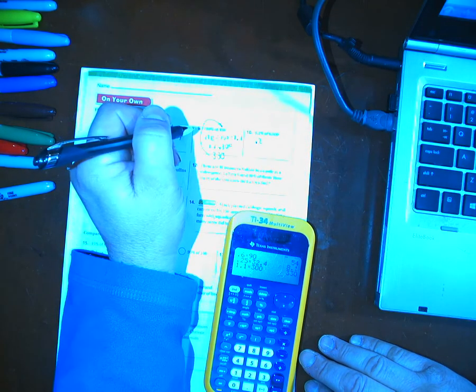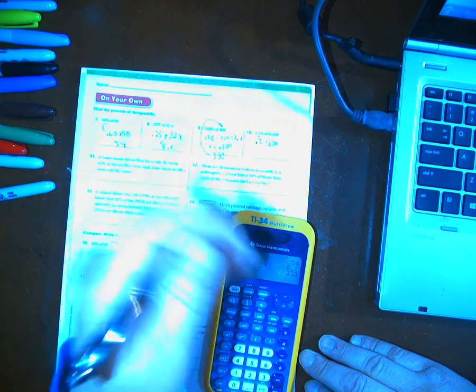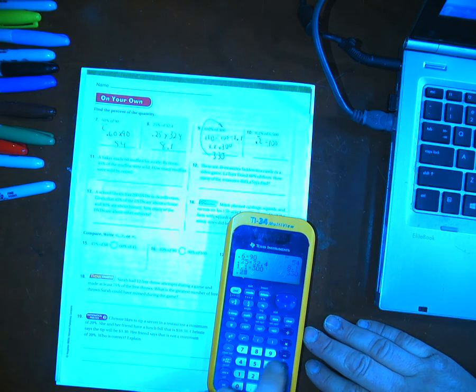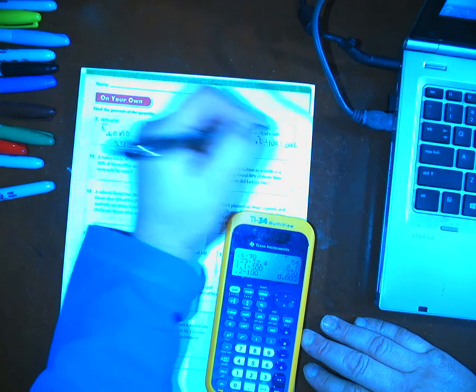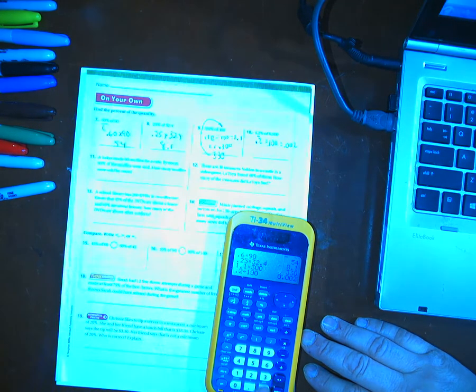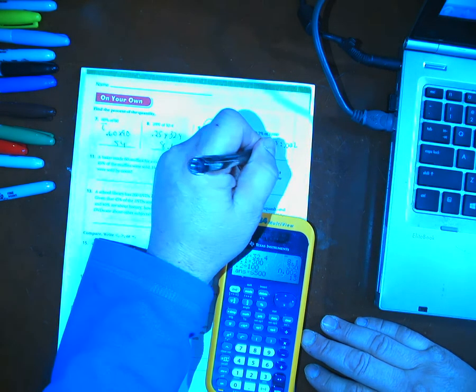0.2 divided by 100, because there's a decimal in the percentage. So I take 0.2 divided by 100, and it's 0.002. Now I'm going to multiply that times 6,500, which equals 13.